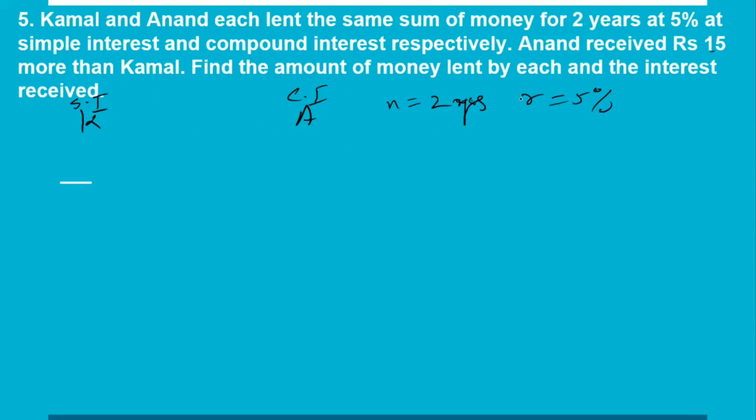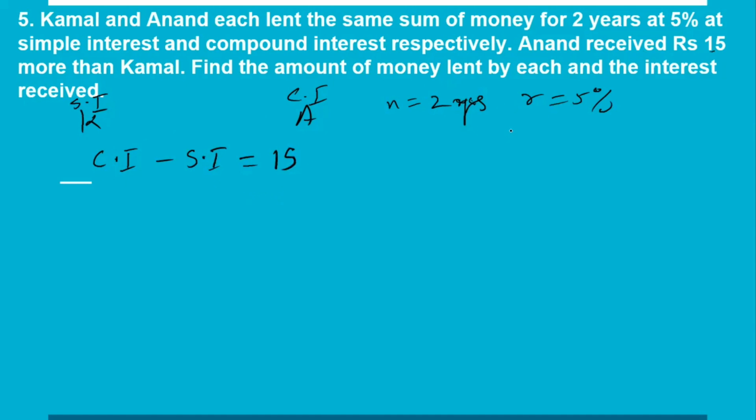Anand. So what is known here? The compound interest is more over here. So the difference: Anand received rupees 15 more than Kamal. That means compound interest minus simple interest is given as 15. Okay. Now let us substitute the values over here.